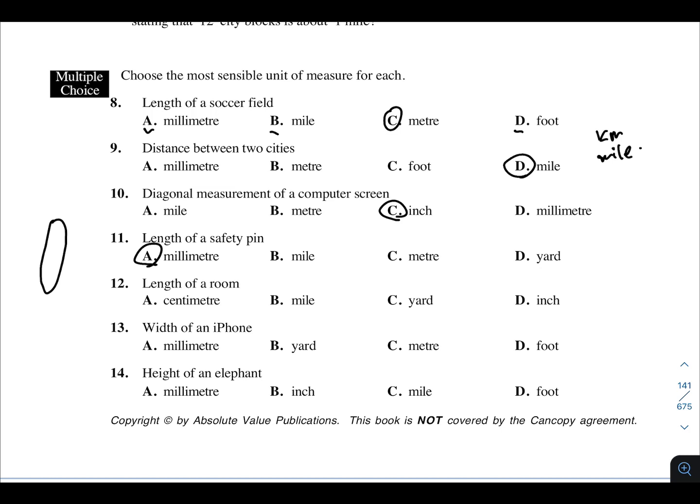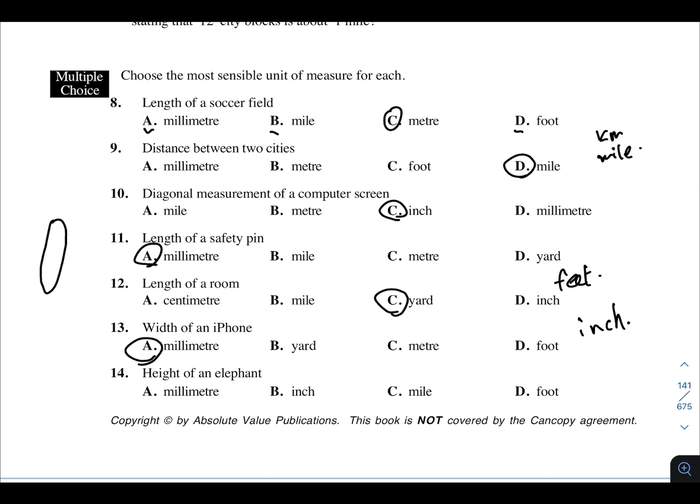Normally we use feet, but here we don't have feet, and the one that is close to feet is yard. 1 yard is 3 feet, so we use C. 13, width of an iPhone. For this one, the foot, meter, and yard are too large, so we just use millimeter, or sometimes we use inch.